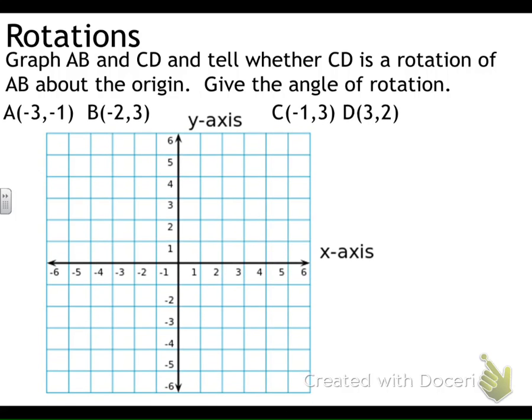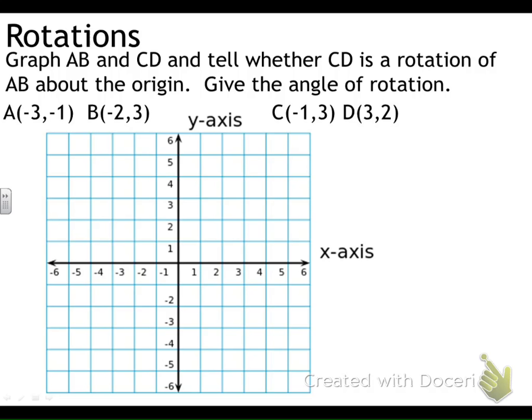So here it is. These points here are just the ones I'm giving you, okay? And AB is paired together because we want to graph them as a segment, and CD is paired together because we want to graph that as a segment. All right, so A is negative 3 and negative 1. And B is negative 2 comma 3.